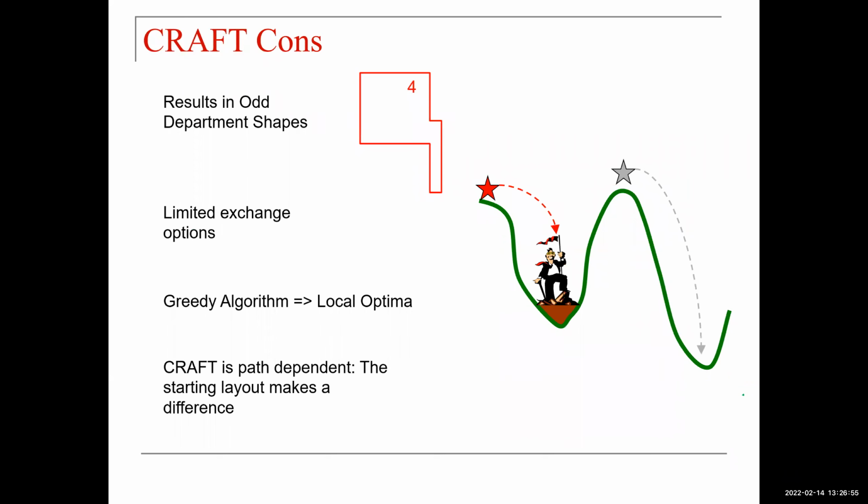The cons: sometimes you end up with some odd shapes, like the one we observed in the example. You have limited exchange options. If you are familiar with how algorithms work and have coding experience, this type of exchange can lead you to a local optimum, meaning that you can get stuck in the search and might not be able to get from there to a better solution. So these are heuristics. They give you a very good solution sometimes, but not the best. CRAFT is path dependent. The starting layout makes the difference, right? So if you start with a good initial layout, your likelihood of finding a very good layout is high. If you start with a very bad layout, then it will change the process.